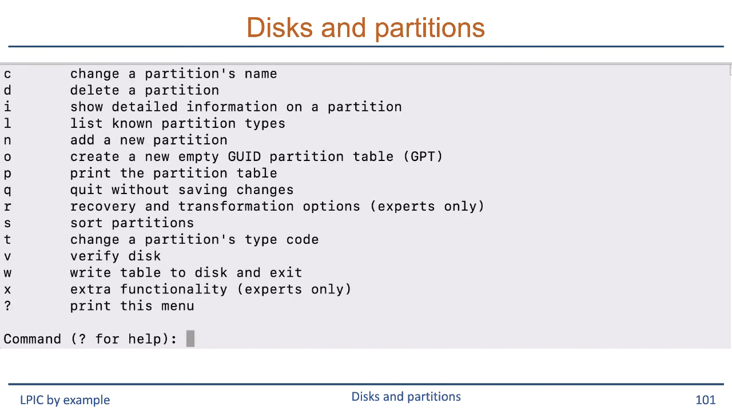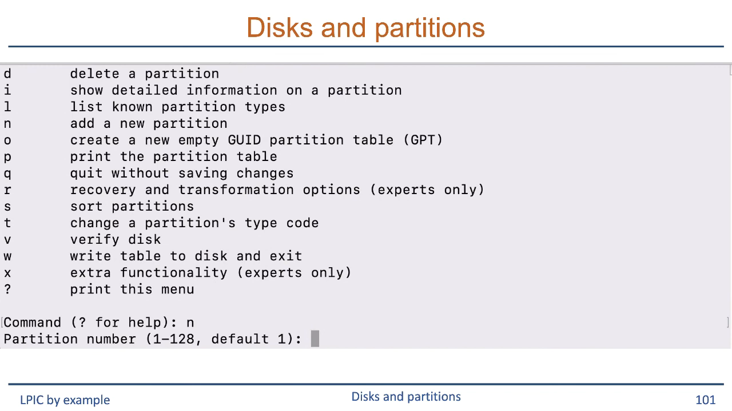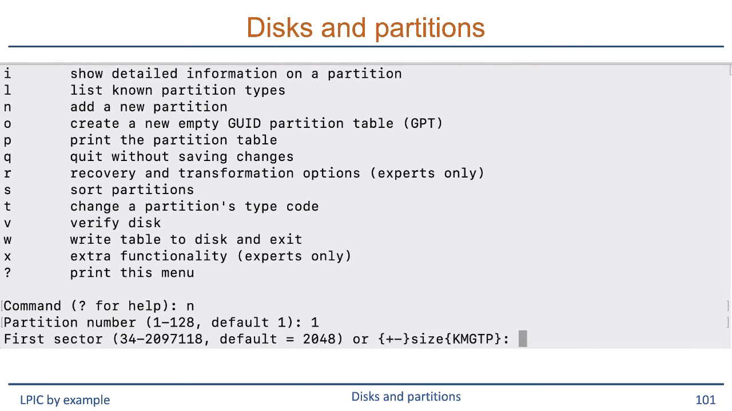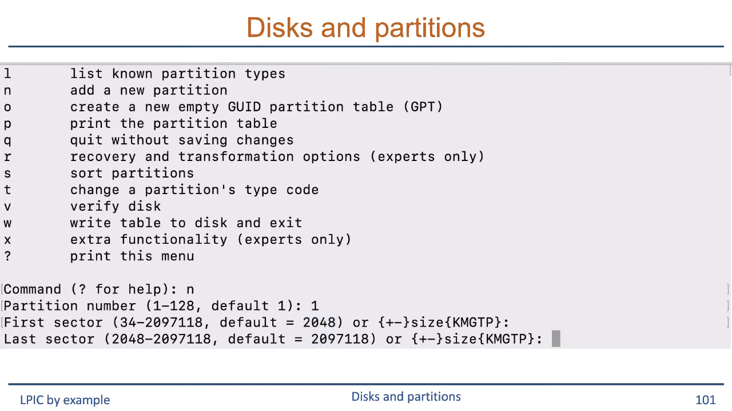But when we look at the options, we see that, well, it looks a lot like fdisk. So we have the write option, we have the print option, we've got the new partition option, etc. So let's create a new partition. Now we can choose between 1 and 128. Let's go for 1. And then for the offset, so the first sector, let's simply stick with the default. And we choose that, and as with fdisk, we can say plus 100 megabyte to create a 100 megabyte partition.